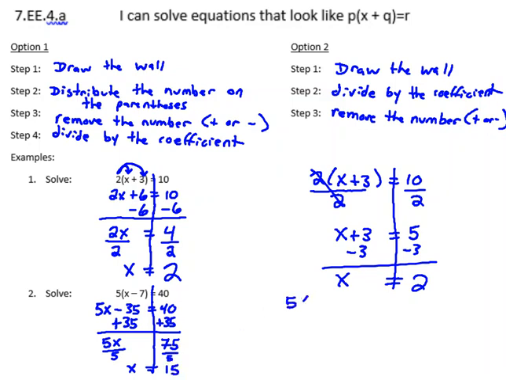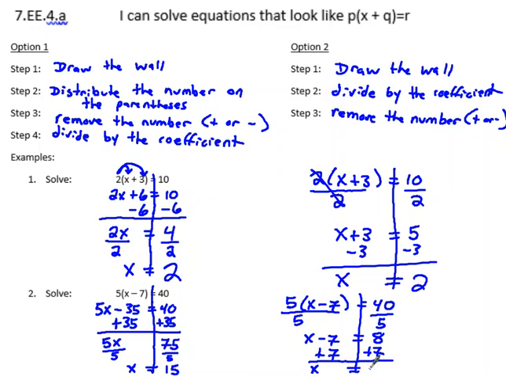Let's do that again with the slightly quicker method. I'm going to get rid of this 5. Instead of distributing, I'm just going to divide it right now. So those 5s cancel out, leaving the x minus 7. 40 divided by 5 is 8. Now I can get rid of this number, this minus 7. I'm going to do the opposite and add 7. And then I get that x is 15. Same answer. Two different ways to get there.